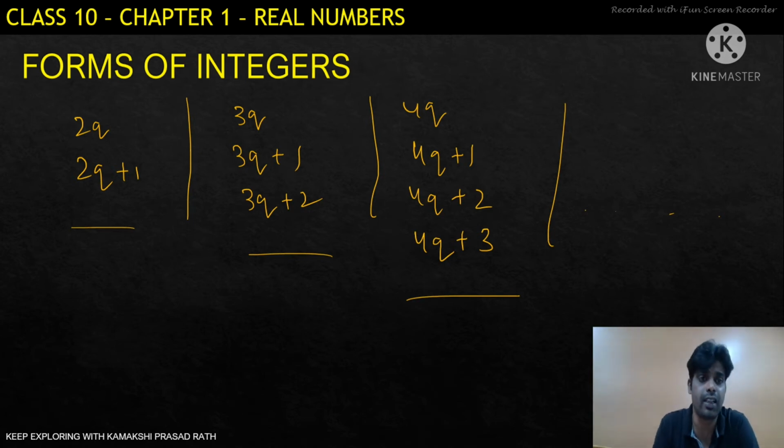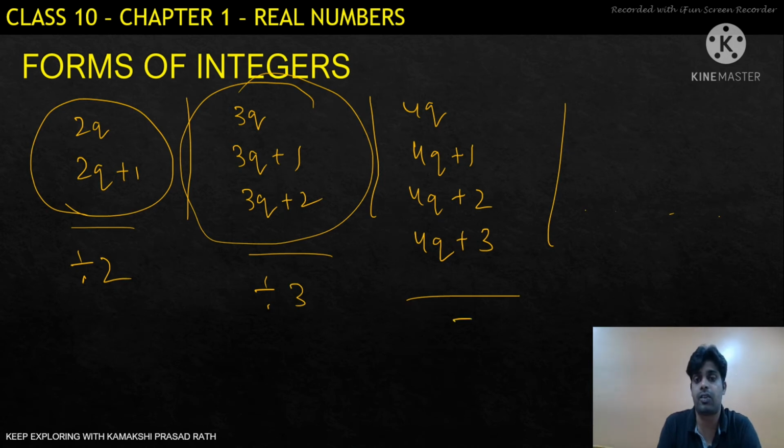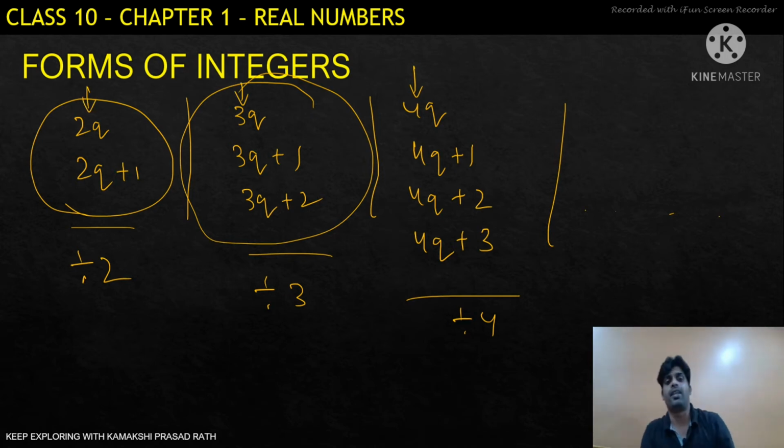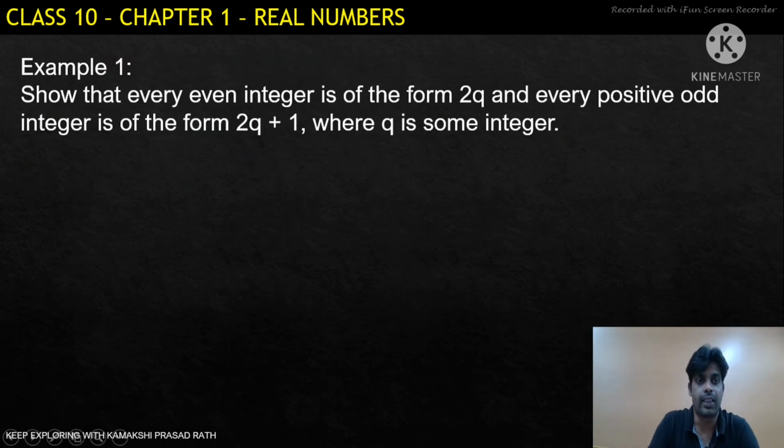Now here we say that whenever we consider this, we are taking that it is being divided by 2. Whenever we consider this one, we'll think that we are dividing by 3. And whenever like this, it is divided by 4. According to this, the number indicates the number we are dividing by. So that's the divisor. So now we'll use this one to solve some proofs here. So let's see.